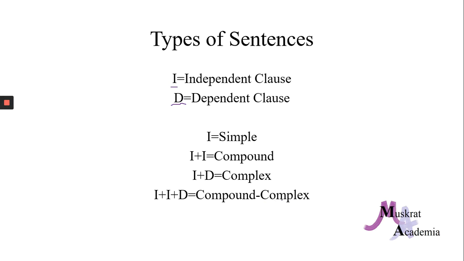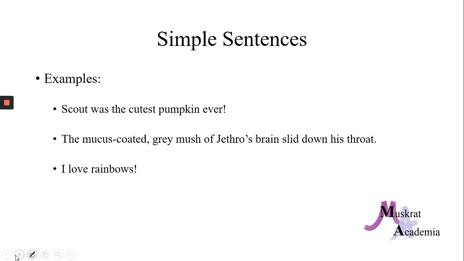Just to note, compound complex is called compound complex because you're taking the compound, putting it in there, and you're also taking the dependent of the complex and putting it in there. These I's and D's can be in any order. So you see IID down here, this could be IDI, this could be IDII, or IIDDI. It just depends on how it works in a sentence. And as long as you are grammatically correct, you can put them in any order, for the most part.